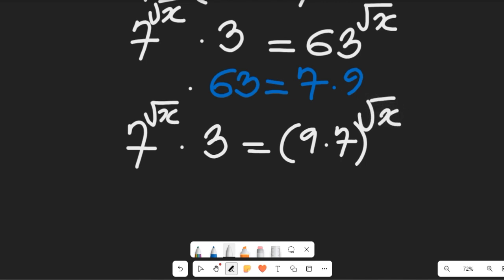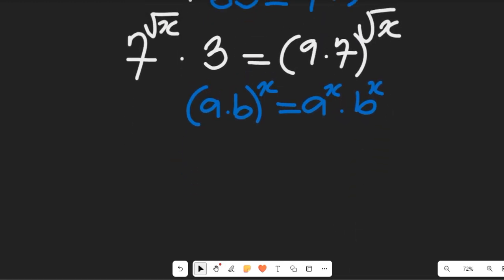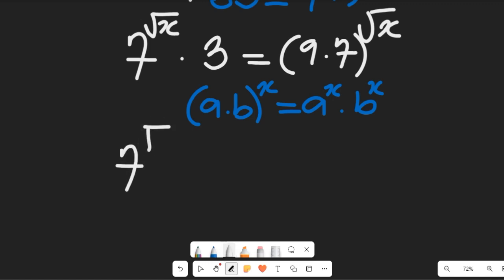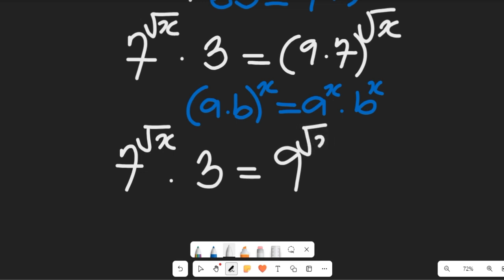Now, according to the principles of indices, if you have a multiplying b and all to the power of x, this can be equal to a to the power of x multiplying b to the power of x, separating the exponent. So if we do that, this expression will now give us 7 to the power of the square root of x multiplying 3, and this will be equal to 9 to the power of the square root of x, multiplying 7 to the power of the square root of x.